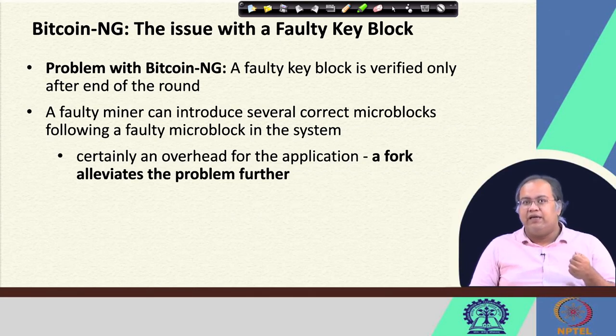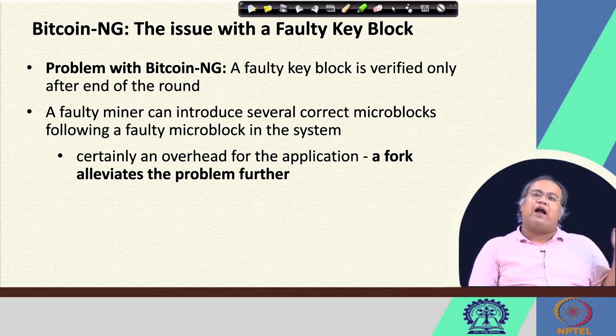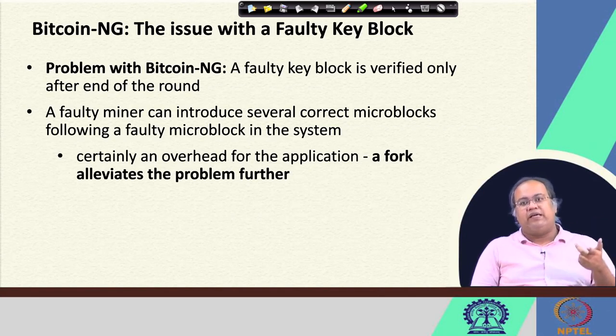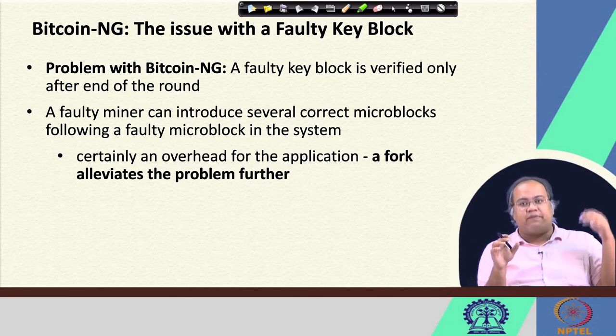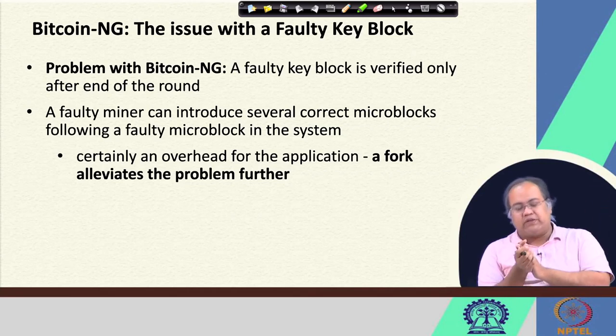What might indeed happen is that a faulty miner can introduce several correct micro blocks following a faulty micro block. So, it can add a key block followed by a faulty micro block followed by several other correct micro blocks. Well, in my entire end-to-end architecture, if a miner adds one faulty micro block within its set of key block and micro blocks, then I need to discard the entire chain, right? That means, starting from the key block to all other micro blocks.